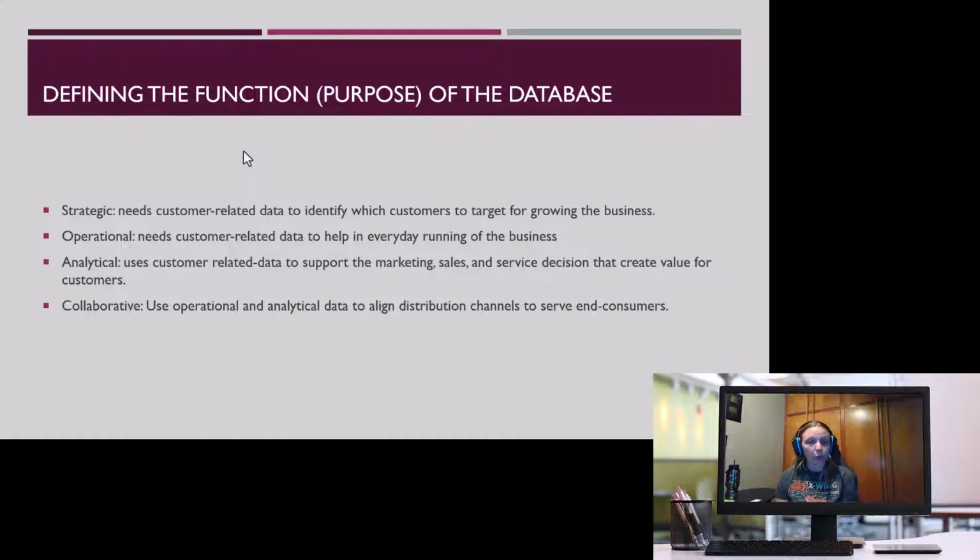So if we go back to the 4 different types of CRM, we need to figure out whether it is one of these 4 or a combination. So again, strategic needs customer-related data to identify which customers to target for growing the business. Operational needs customer-related data to help in everyday running of the business, so more the IT side. Analytical uses customer-related data to support marketing, sales, and service decisions that create value for customers. And then collaborative uses operational and analytical data to align distribution channels to serve end consumers.